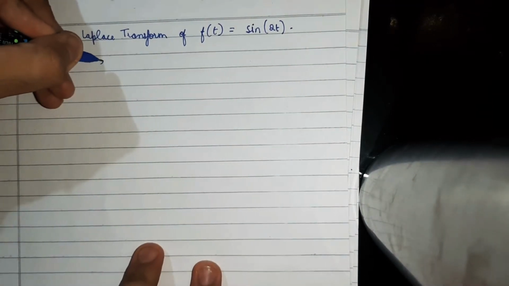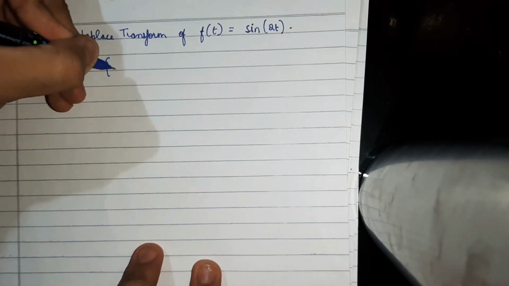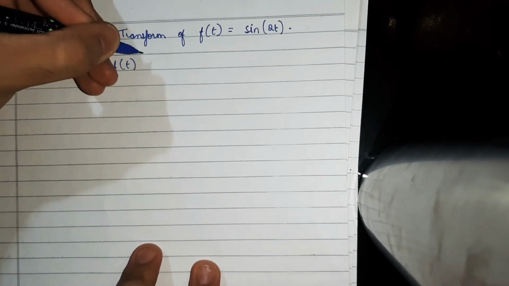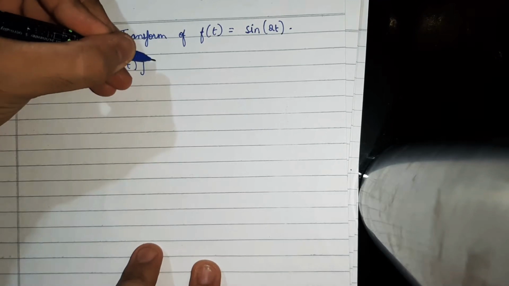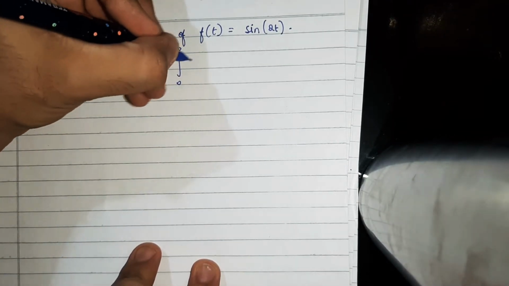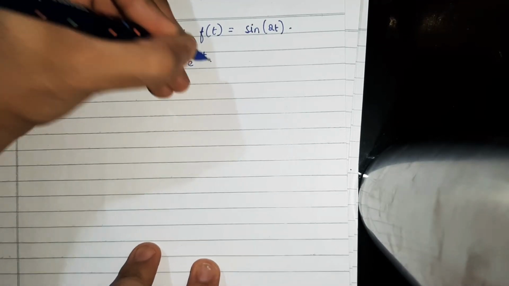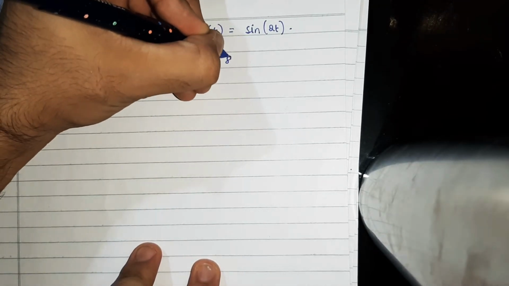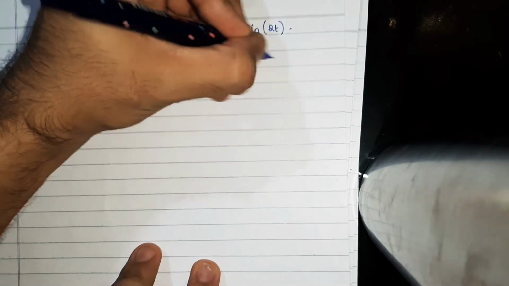Hi there, we've been given another problem, which is to find the Laplace transform of the function f of t equals sine 2t. We'll start by writing the very basic formula for this question, which is the Laplace transform of a function is given as the integral from 0 to infinity of e to the power minus st times our function, which is sine 2t in this case.